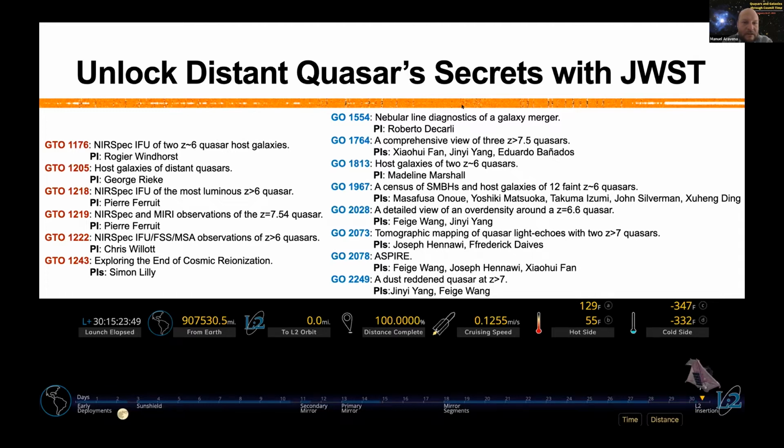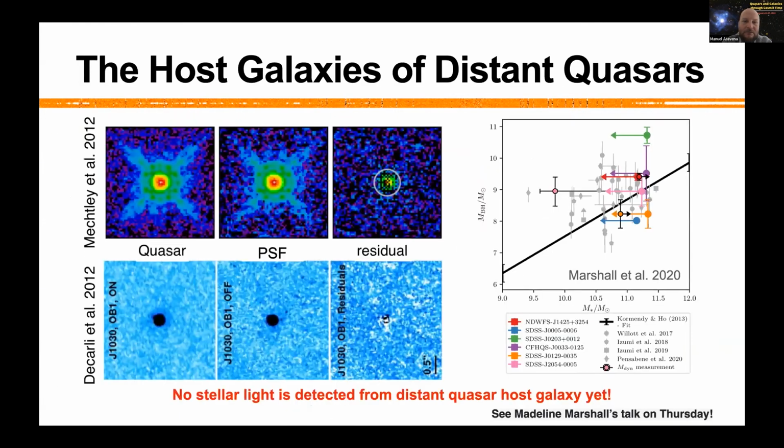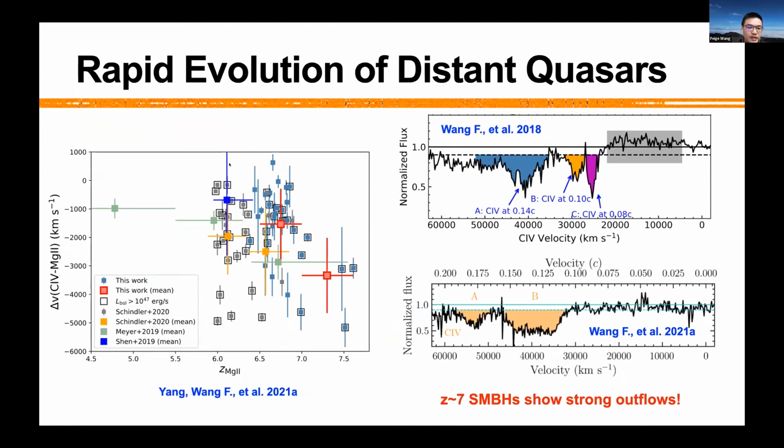Michael Strauss is asking, a very interesting talk, Feige, on the plot of the C IV outflows as a function of redshift. Are there any redshift-dependent selection effects in the sample used? For example, does the sample have the same luminosity distribution at all redshifts shown? Yeah, that's a great question. All these data points shown in this plot are luminosity matched to the redshift 7 quasars. Regarding the selection, all these quasars, especially at redshift beyond 6, are selected using the standard dropout candidates. There is no obvious bias between the redshift 6 and redshift 7 samples.